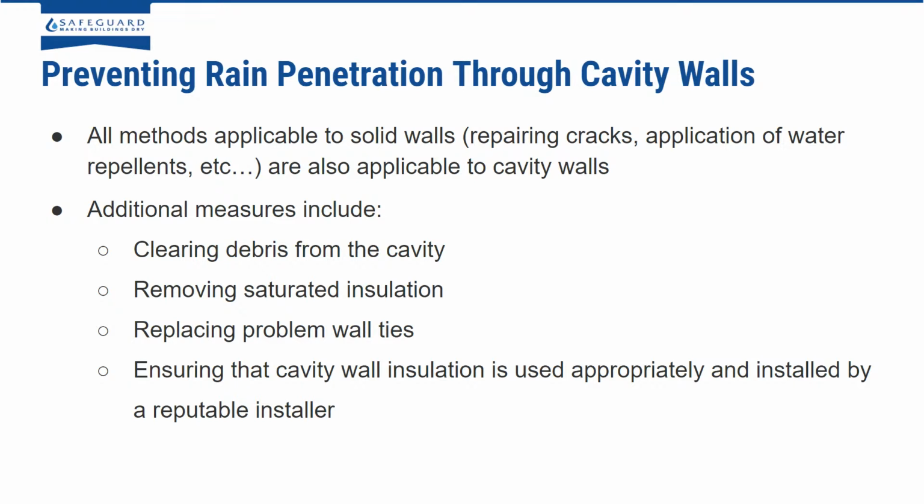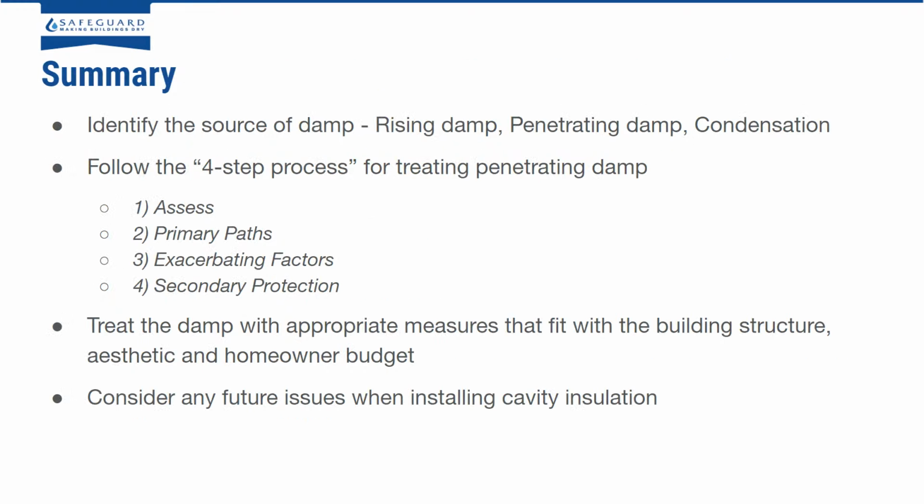So like I say, there are quite a few methods of preventing rain penetration through cavity walls. Things such as clearing the debris, removing any saturated insulation material, removing any problem wall ties, and ensuring that the cavity wall insulation is appropriately installed by a reputable installer.